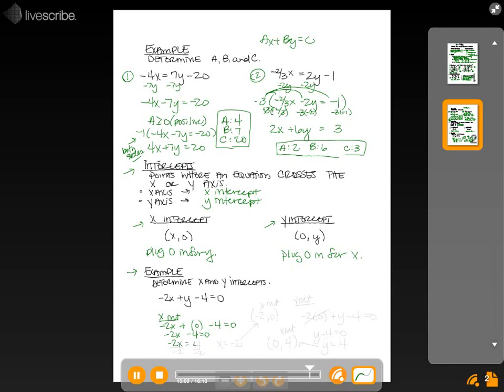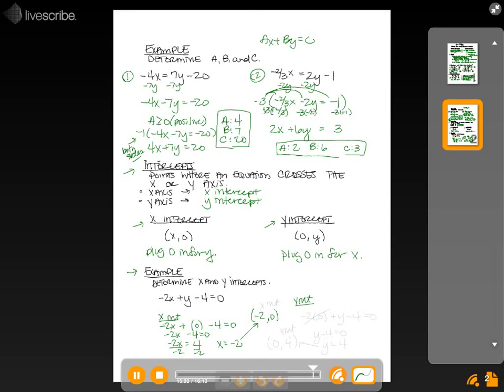Negative 2x equals positive 4 because I add 4 to both sides. Divide by negative 2. So x is negative 2 because 4 divided by negative 2 is negative 2. So when I list it out, my x was negative 2, and then y was 0 because that's what I plugged in for it. Now let's do the y-intercept.